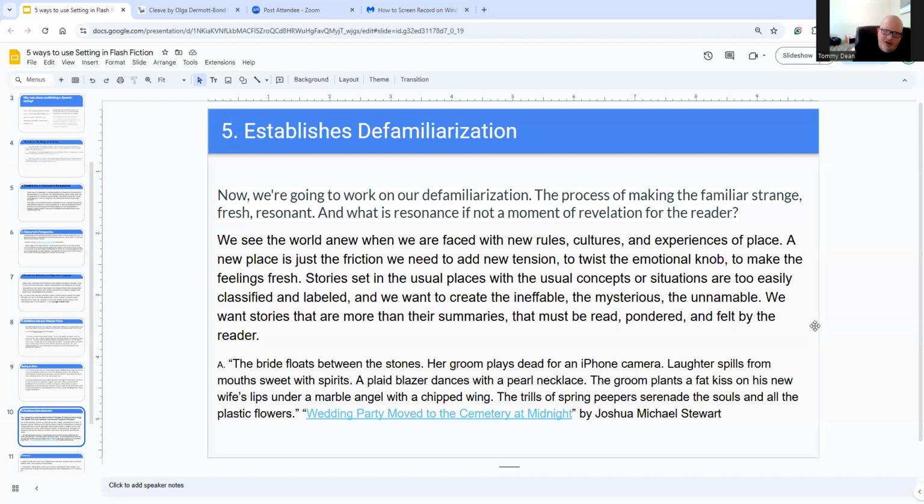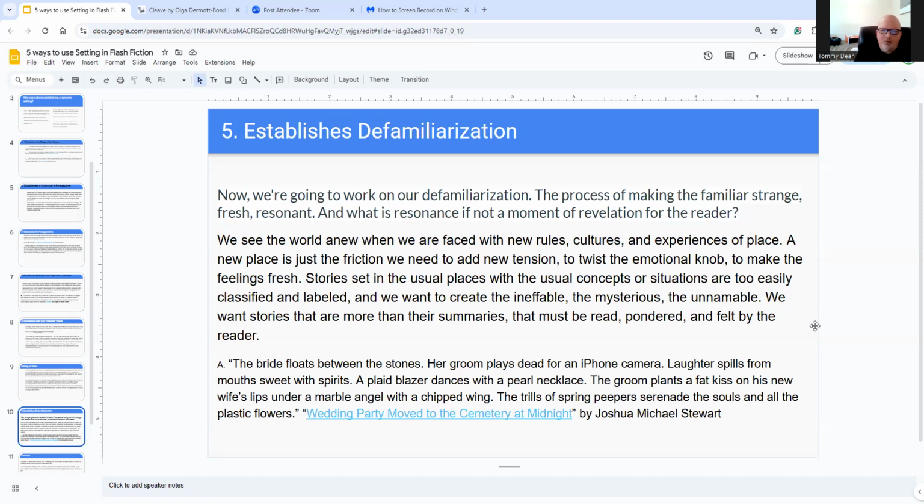So now we're going to work on our defamiliarization, the process of making the familiar strange, fresh, resonant. And what is resonance if not a moment of revelation for the reader? I love when I'm reading and the writer has found a way to show me a world differently, to show me ways that characters can act in ways that I didn't necessarily expect or understand. Often that is the job of the reader. If I can butcher the Kafka quote, right? Our writing is to be the axe that breaks open the frozen pond. And so hopefully Flash is attempting to do that.